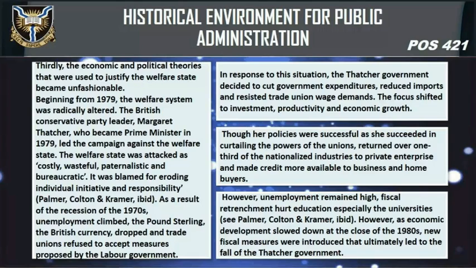Her policies were successful, as she succeeded in curtailing the powers of the unions, returned over one-third of the nationalized industries to private enterprise, and made credit more available to business and home buyers. However, unemployment remained high, and fiscal retrenchment hurt education, especially the universities. As economic development slowed down at the close of the 1980s, new fiscal measures were introduced that ultimately led to the fall of Thatcher's government.